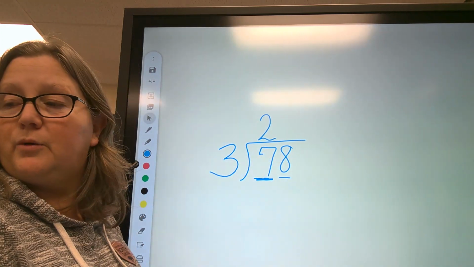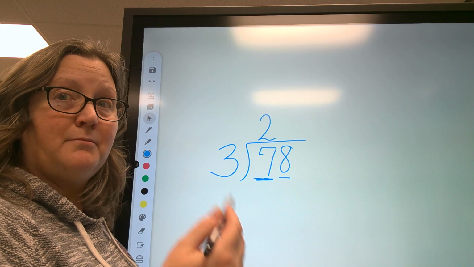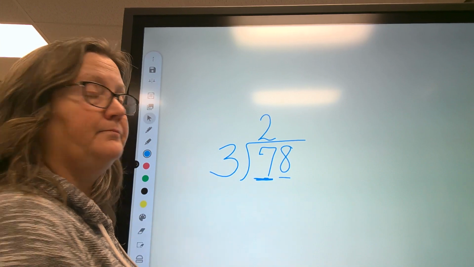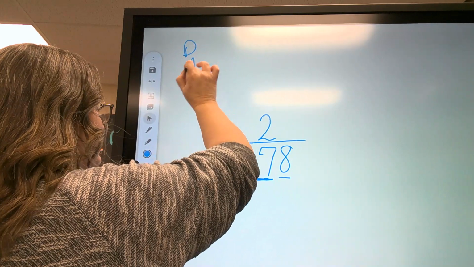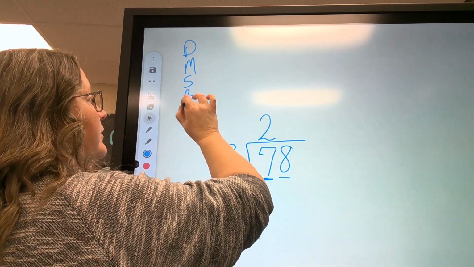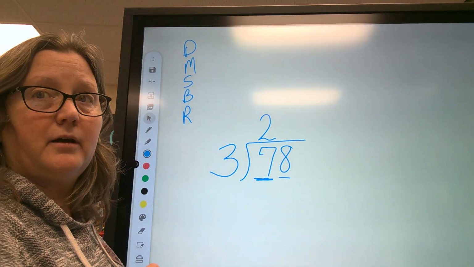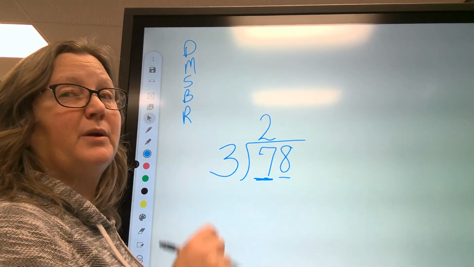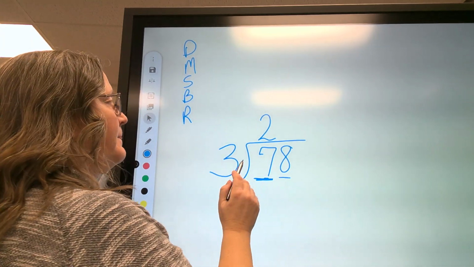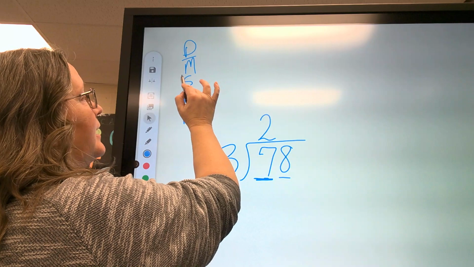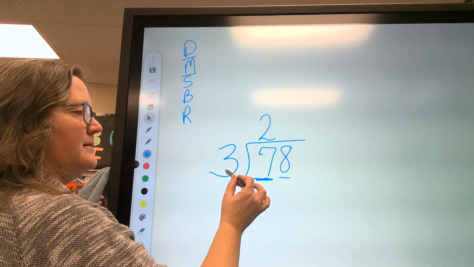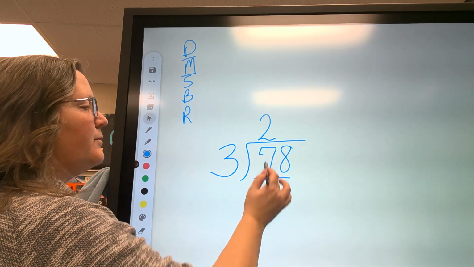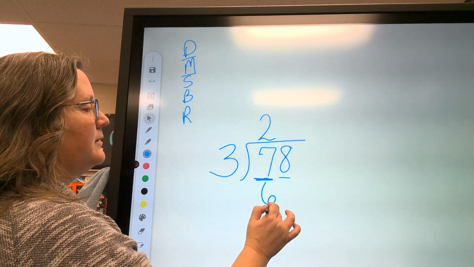And now we just follow our regular dad, mom, sister, brother, right? Dad, mom, sister, brother, and then Rex, our dog. Brother? Yeah, this is where we're going to get brother in there. All right, so we've done our dad divide. Now we need to do our mother multiply. 2 times 3 is? 6. And again, I'm working with this one, so I go right below it.